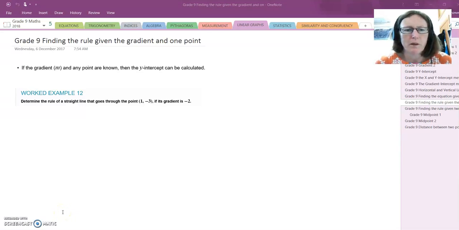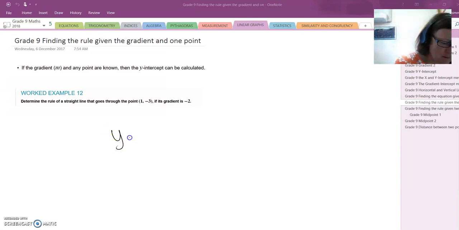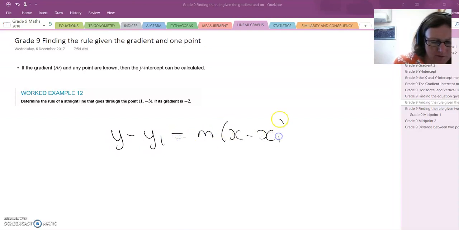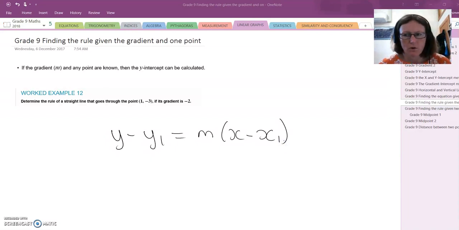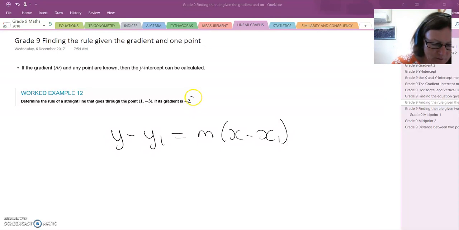Okay, let's look at how we can find the rule given the gradient and 1 point. We're going to use this formula. We use this in grade 8, and this formula is different to the formula that's used in worked example 12 in your textbook.